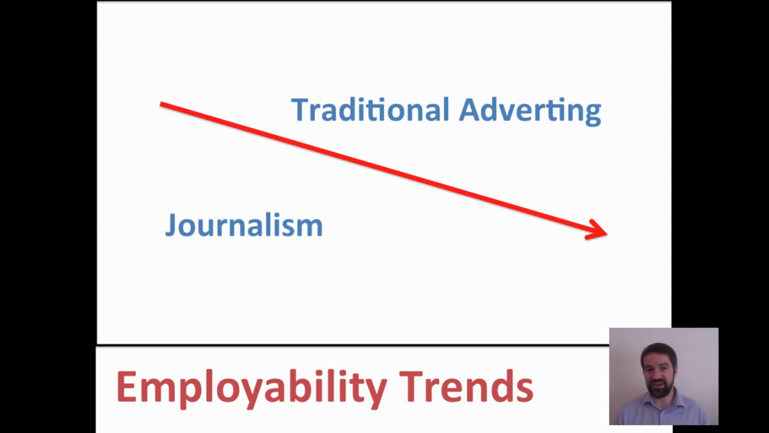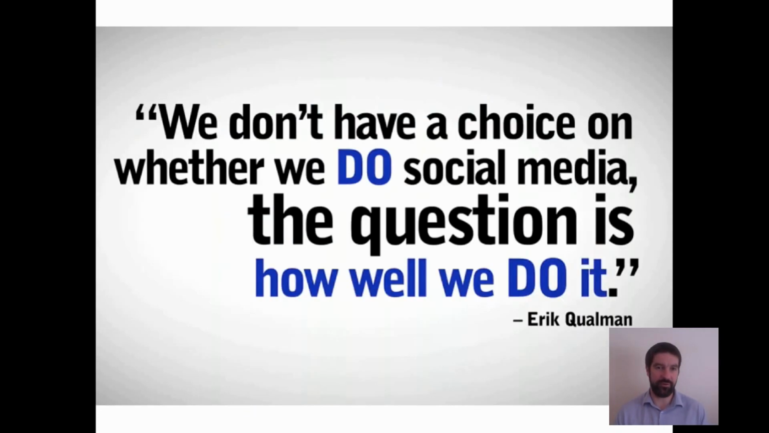So when we think about teaching employability skills to young people, maybe we should start thinking about what priorities we put on the different skills. Social media skills are incredibly important. Teaching young people about traditional advertising, I think, is less important in 2015.